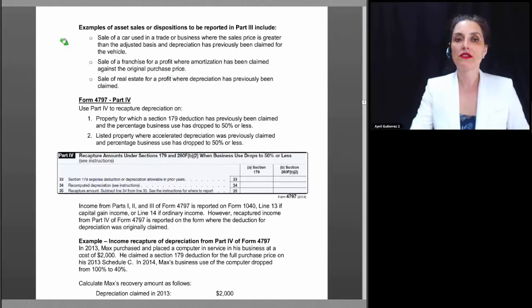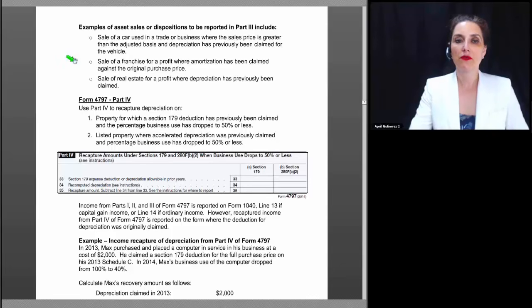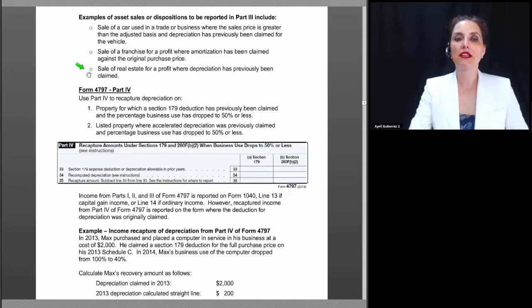Examples of asset sales or dispositions that you would include in Part 3 include the sale of a car used in a trade or business where the sales price is greater than the adjusted basis of the vehicle and depreciation has previously been claimed for the vehicle. The sale of a franchise for a profit where amortization has been claimed against the original purchase price, and the sale of real estate for a profit where depreciation has previously been claimed.